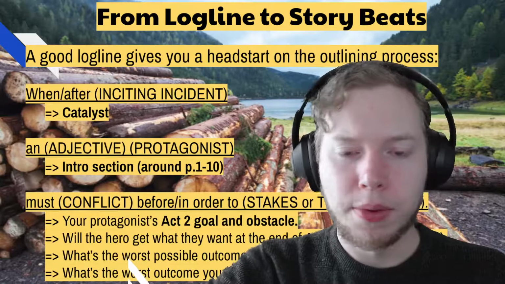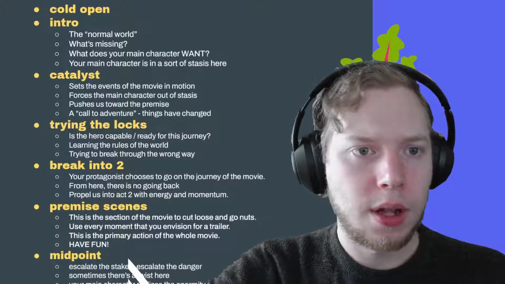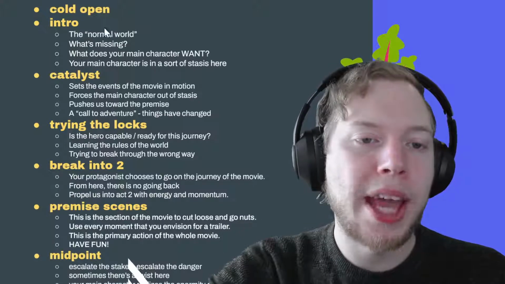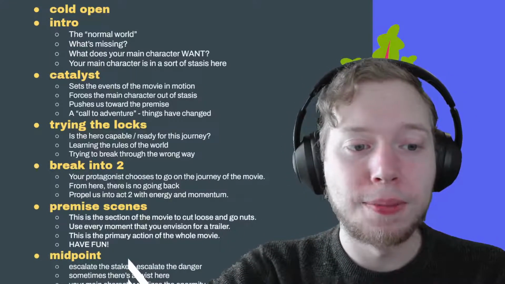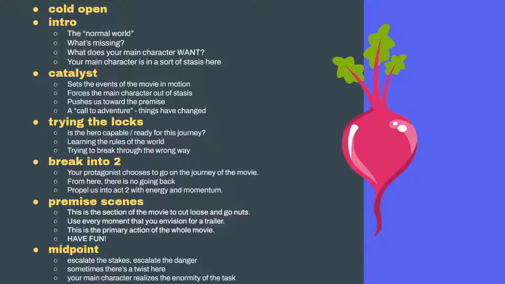Okay, so after cold open, we have intro. That's going to be the normal world that your main character lives in all the time. We understand how it works or how it's supposed to work, or see it working as intended. We want to see what's missing, though. What does your character want? They're in a kind of stasis, usually, until something happens: a catalyst that shakes things up and says, you're now forced to act.